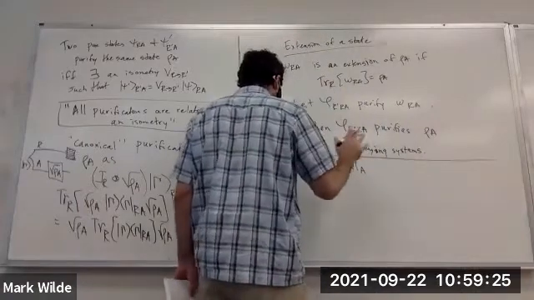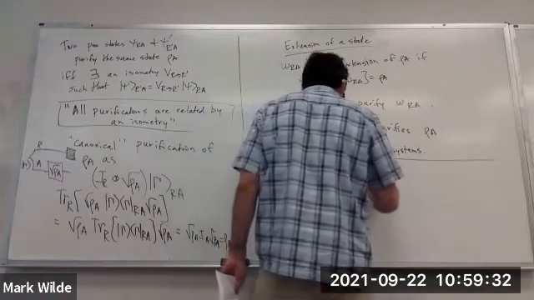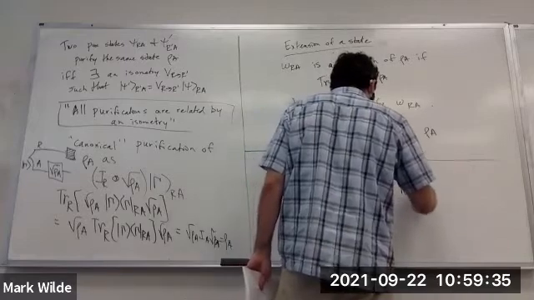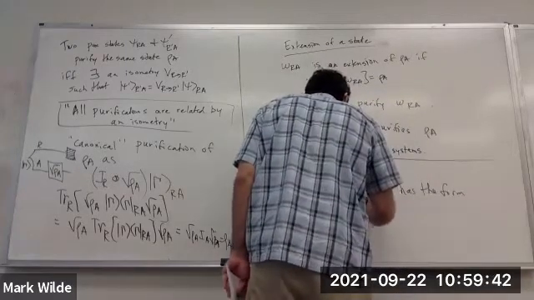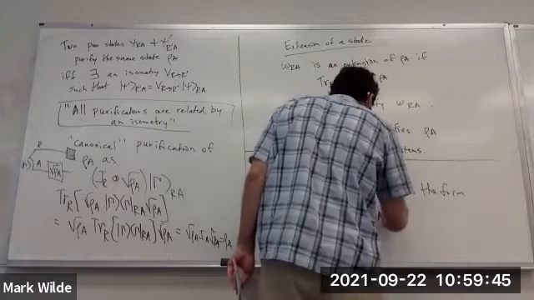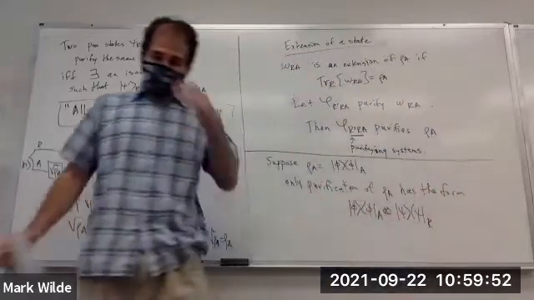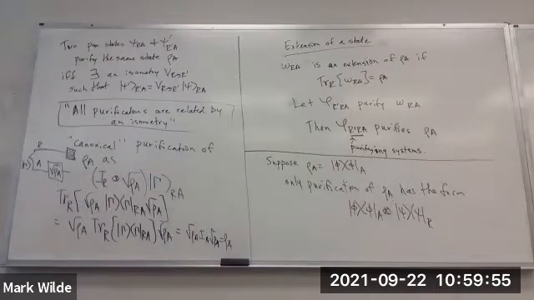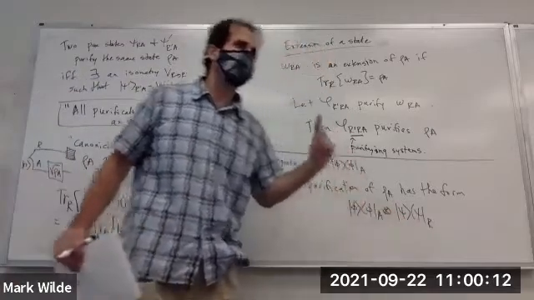So you can show that the only purification of rho A has the form of a tensor product with some state on R. A subtle point is that we said in the theorem about constructing purification, the dimension of the reference system only needs to be greater than or equal to the rank of rho. In this case, the rank of rho is 1. And so the reference system R could be a one-dimensional system.